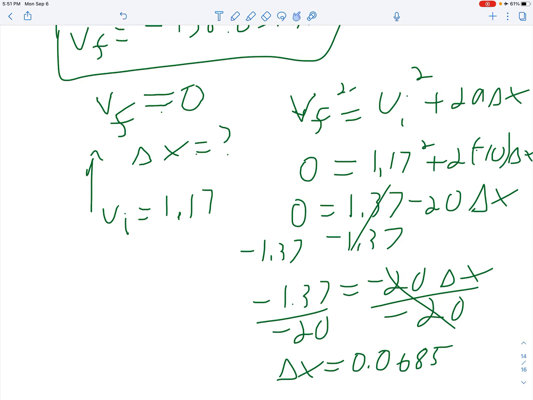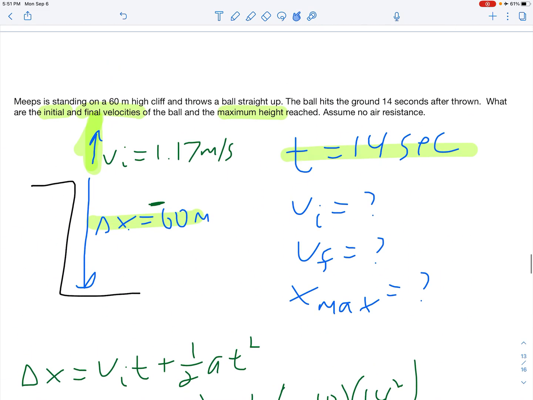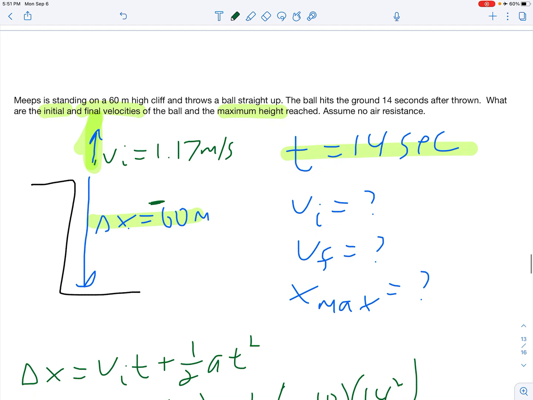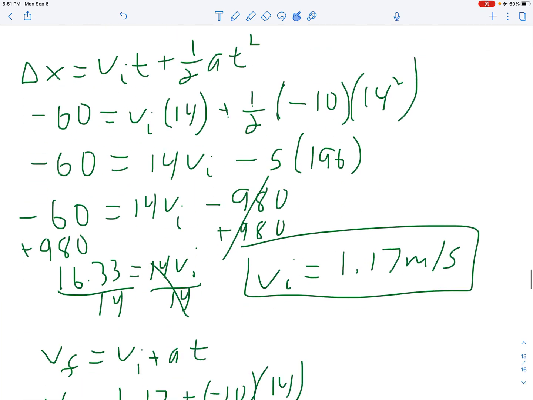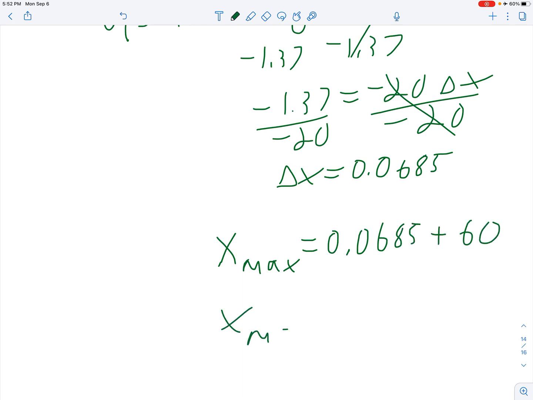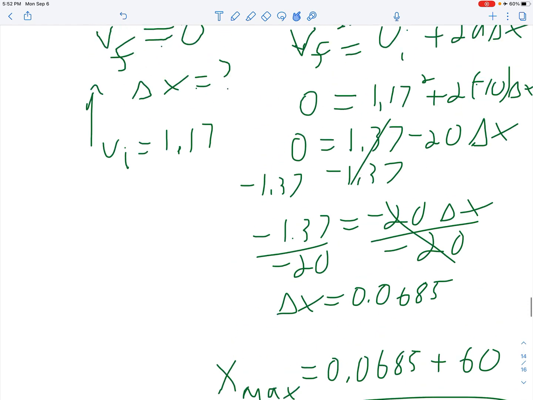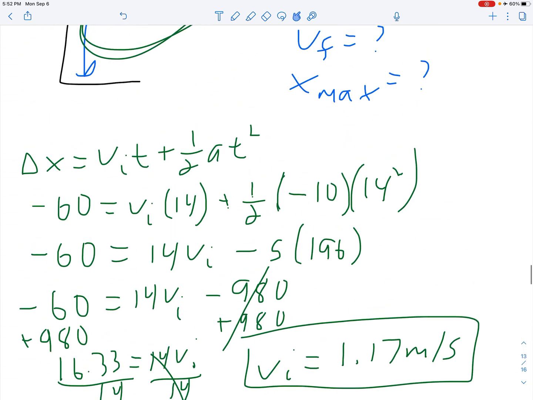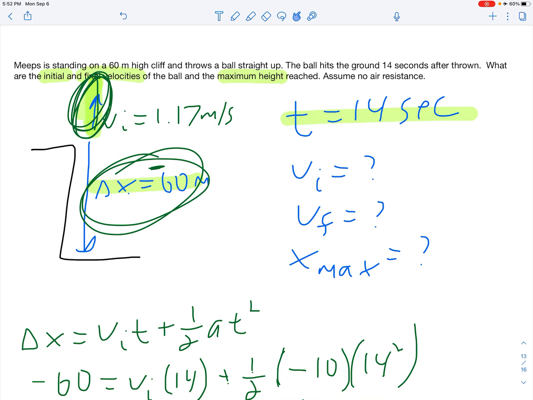Okay, so once again, this height is just the up height. So I need to add the down height. So my total height, my X max, would be 0.0685 plus 60, which is 60.0685. All right, so I got my X max, I got my VF, and I got my VI. I am good to go.